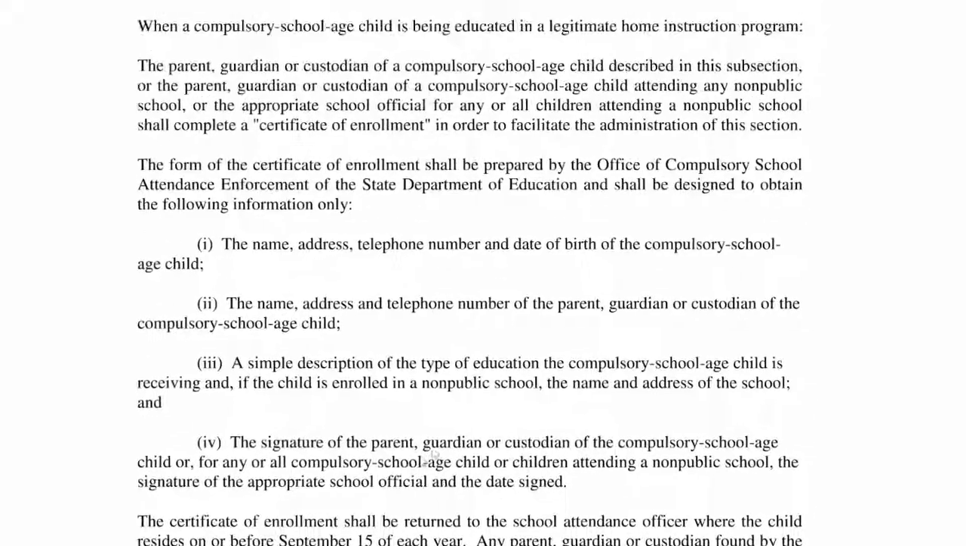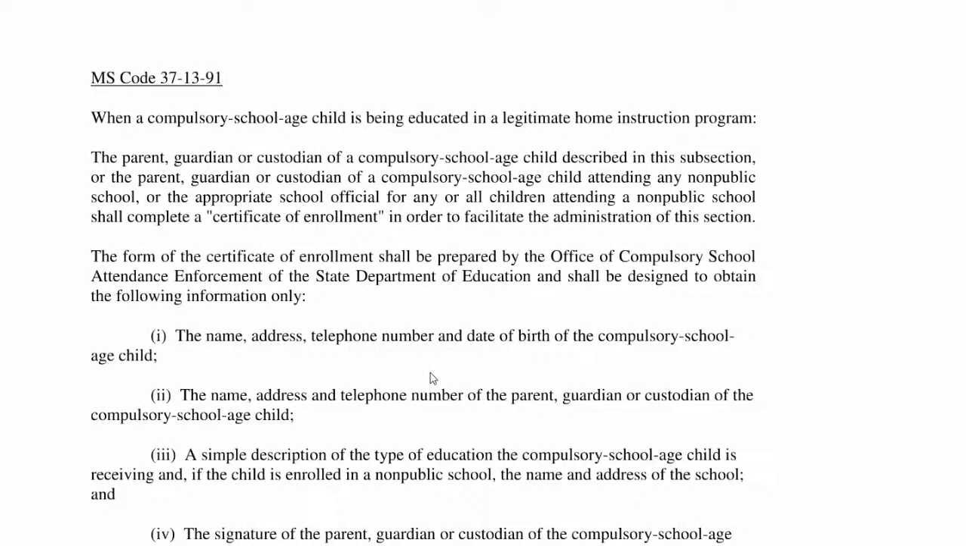This is the final thing that people talk about when they talk about schools, and that's called homeschool. Homeschool is an option in Mississippi. This is Mississippi Code 37, which discusses homeschool, and it says right here, when a compulsory school-age child is being educated, now compulsory in Mississippi is up to 16, so at 16 you can drop out, but if you're below 16 you have to go to school.